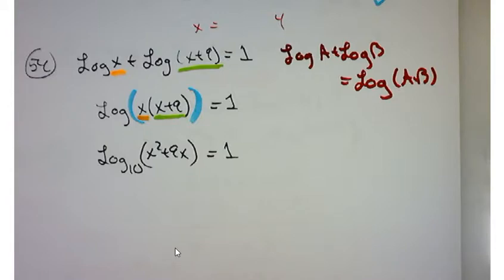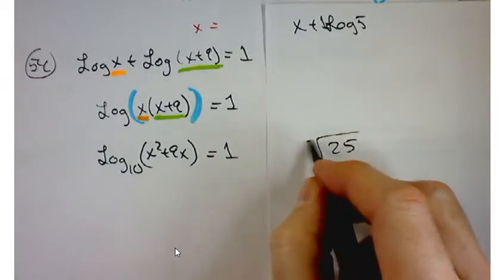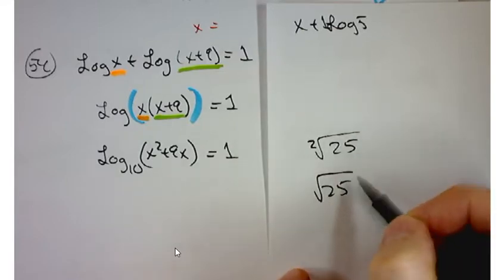Yeah. Log is understood to be base 10. Okay? So if nothing is written, it's understood to be a base 10. Just kind of like square roots. If I don't write anything, it's understood to be a 2. But we typically don't write it. We just simply write square root of 25.